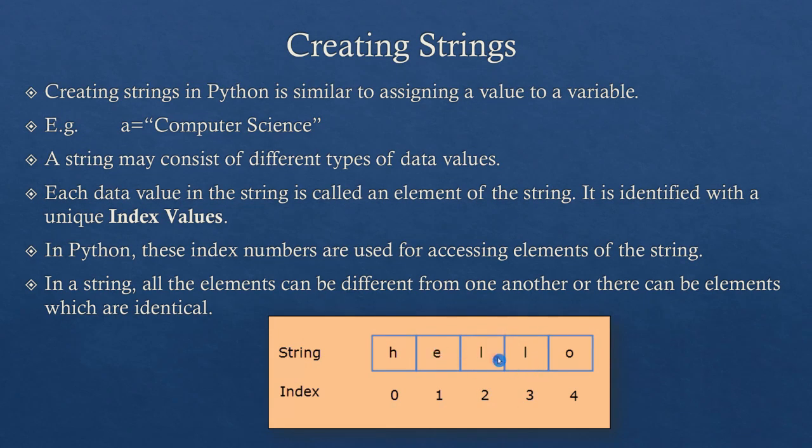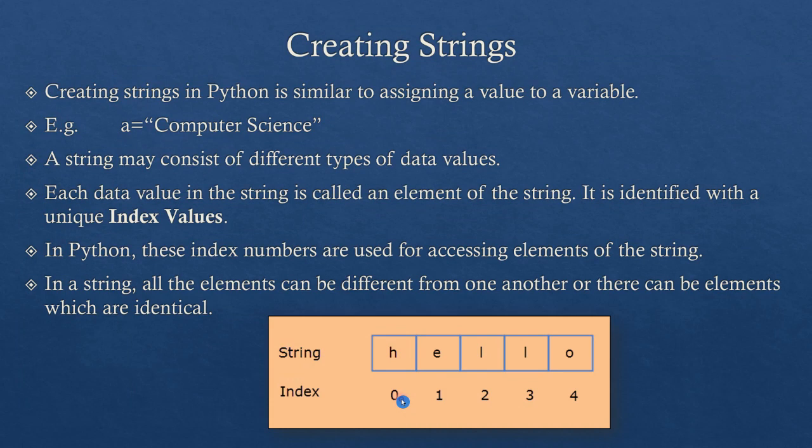Okay, so 2 L are there, so can I give one index value for L? No, it is not like that. We have to give index values based on the number of characters present in the string. Okay, so this is what index value is, and this is how we have to assign the index value.